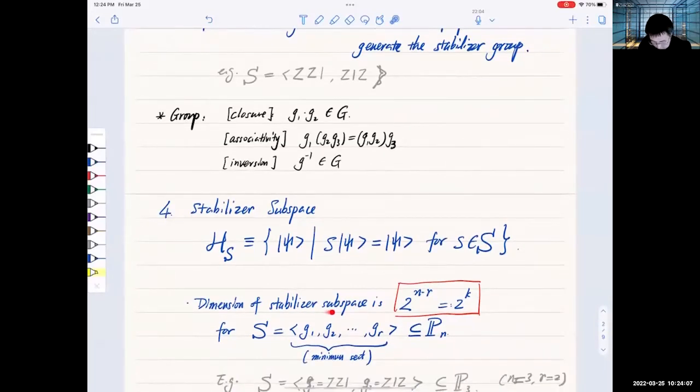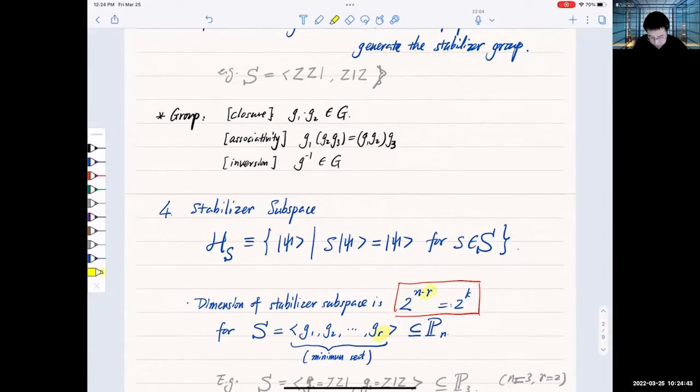So the dimension of the stabilizer subspace will actually decrease when you put more and more stabilizers into the stabilizer generator. If you add one more stabilizer to the stabilizer generator, the dimension of the Hilbert space in the stabilizer subspace will reduce by a factor of 2. So if you have a minimum set of R stabilizer generators, then the dimension of the stabilizer subspace will be decreasing as 2 to the power -R.